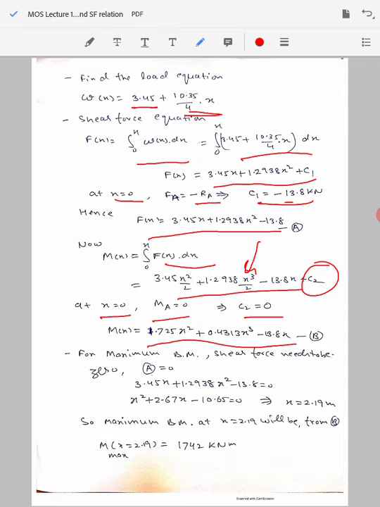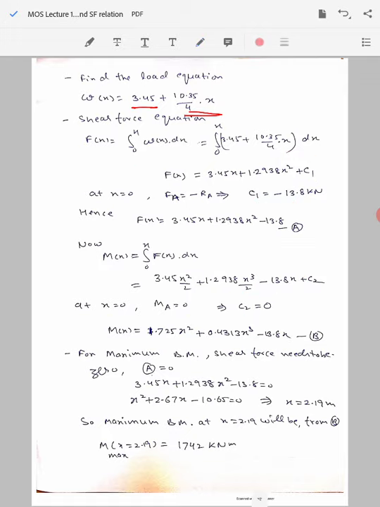Now for maximum bending moment, we have just shown that the bending moment will be maximum where the shear force is 0. So let's use the shear force equation that we have obtained and equate it to 0. This gives us 3.45x plus 1.2938 x square minus 13.8 equal to 0, which you can also express as shown here by dividing the whole equation by 1.2938.